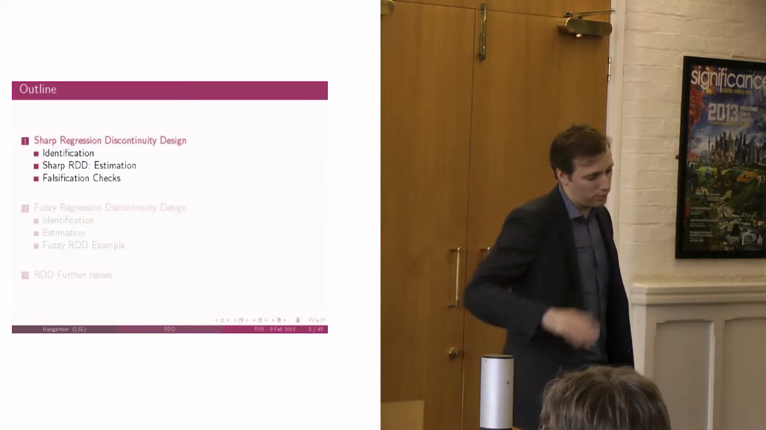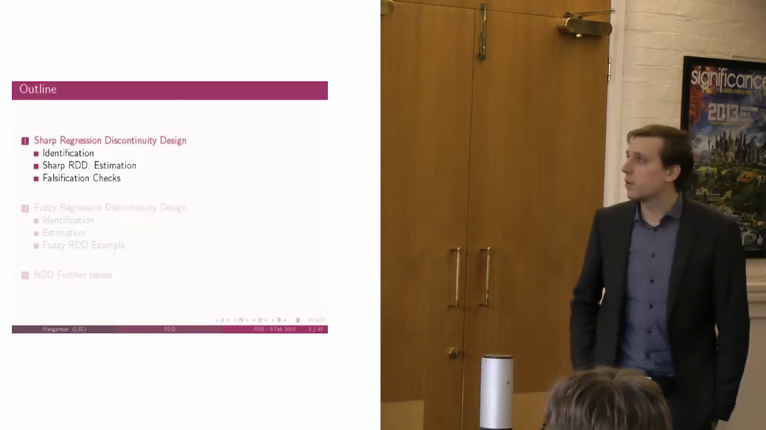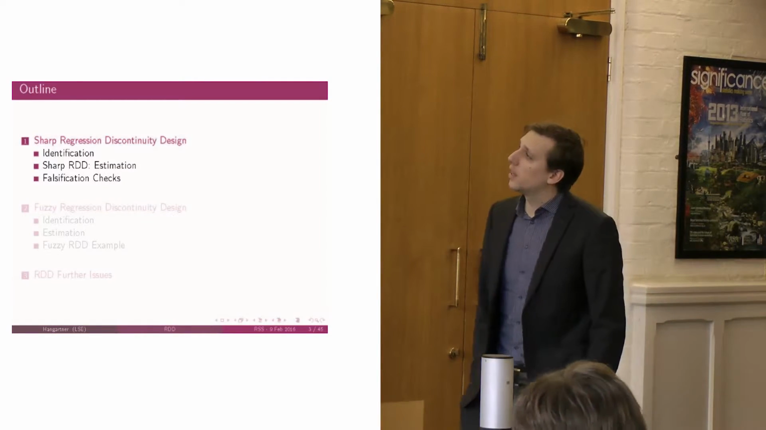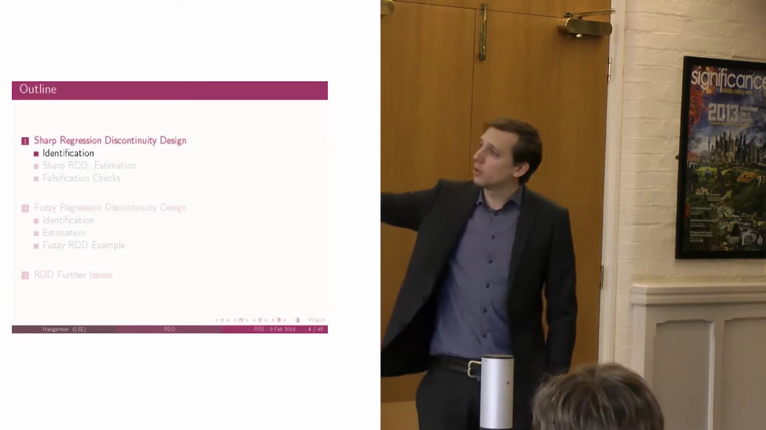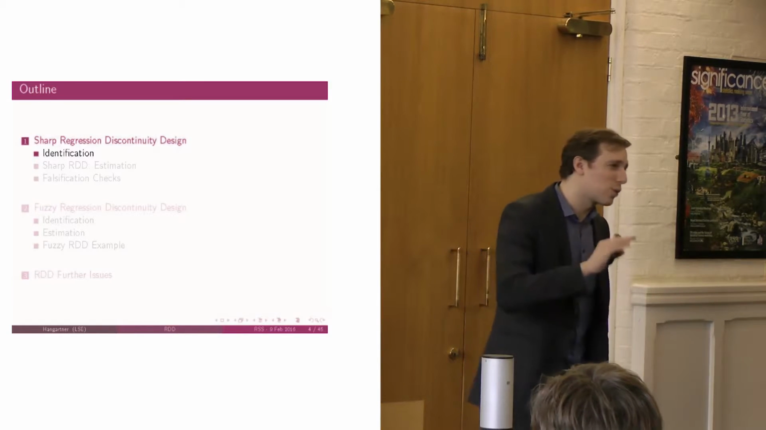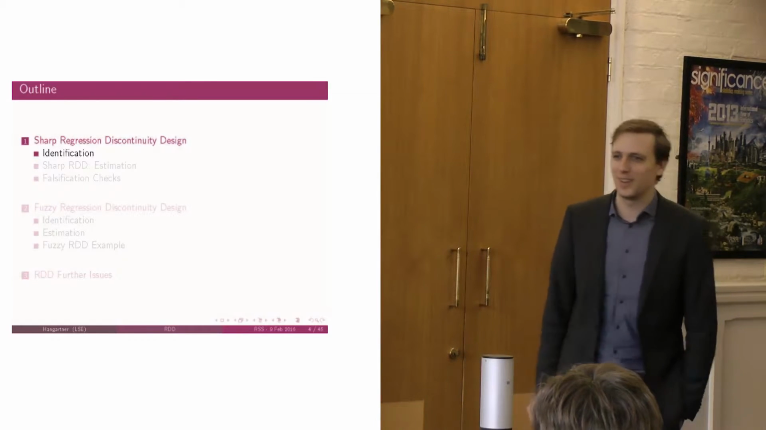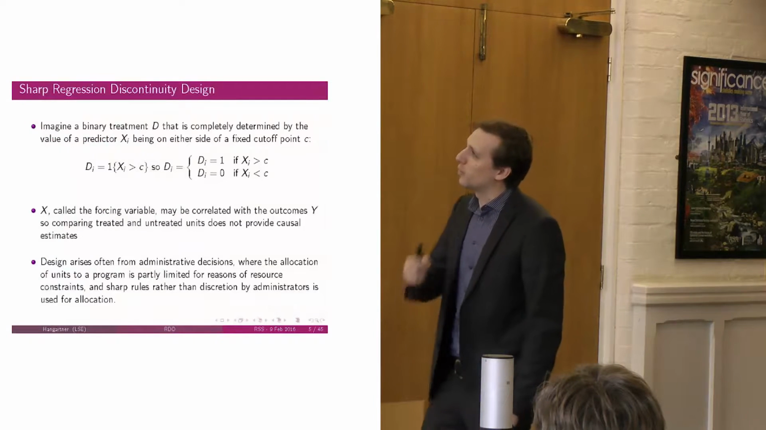So here's the outline. We first talk about the sharp regression discontinuity design, then go on to the fuzzy regression discontinuity design. At the very end, I have one more slide of further issues, right? Things to explore in the future.